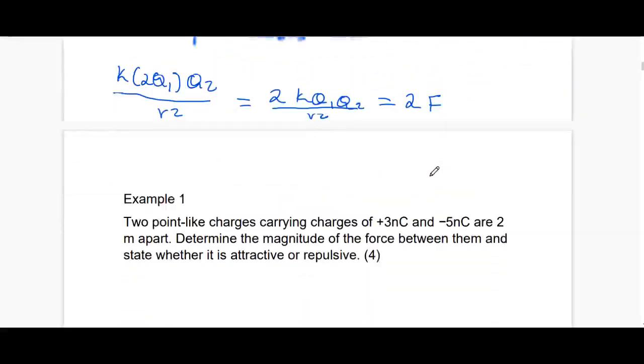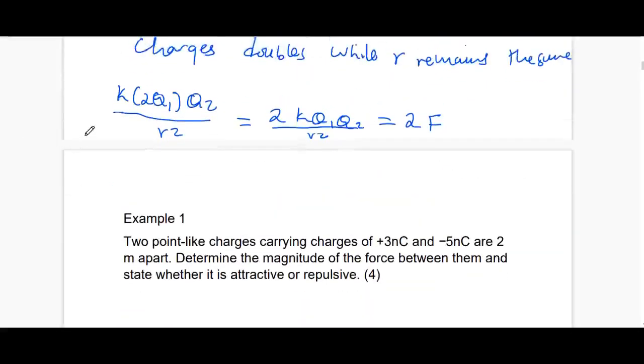You can also have another scenario: what happens if the distance halves, while the charges remain the same.